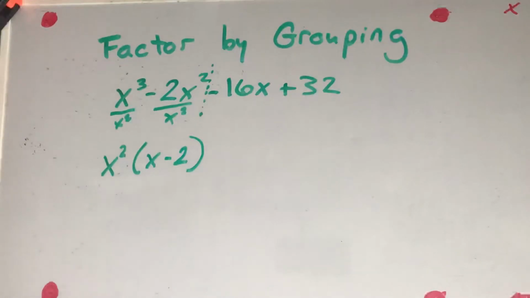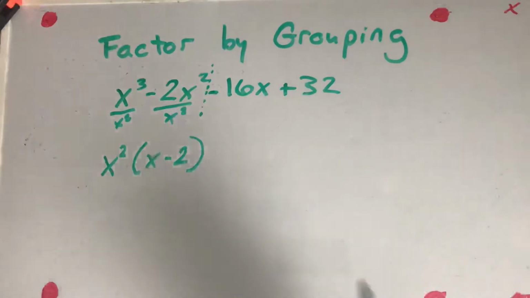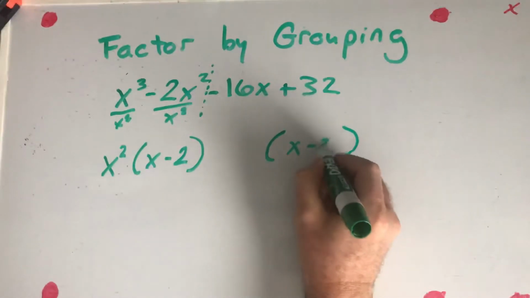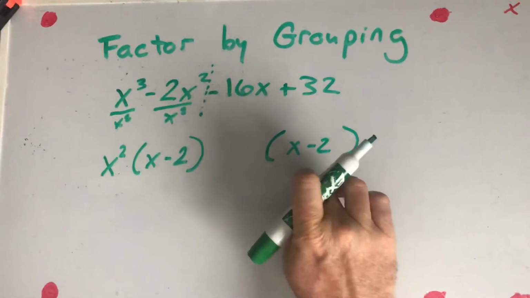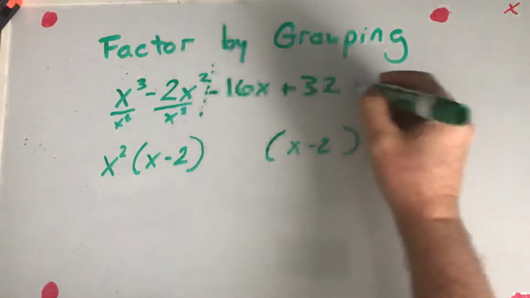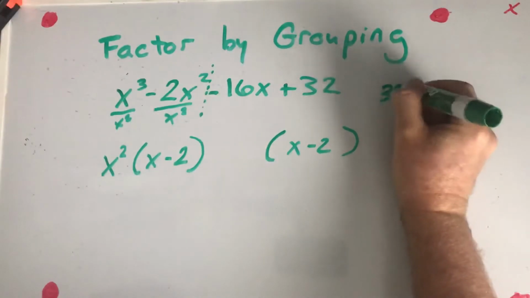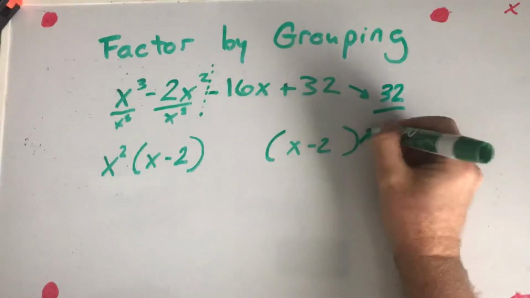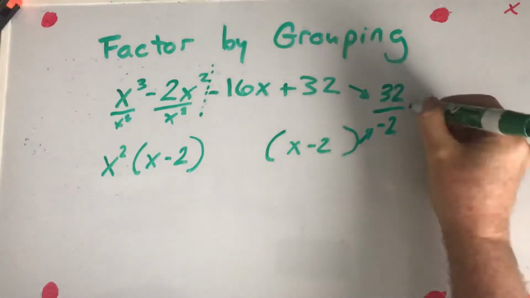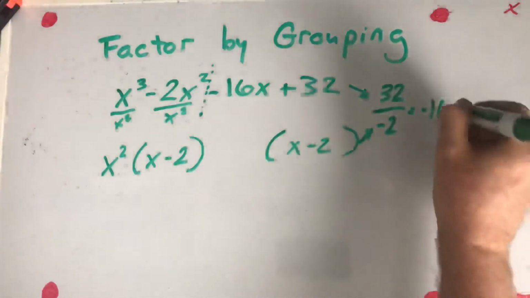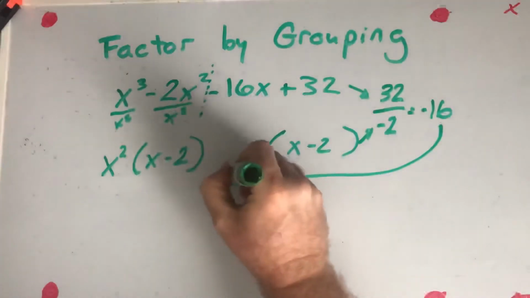Okay? So now I'm going to show you a little trick on how you get the other part. So we know that over here is going to be the same thing as this. If this is x minus 2, this is going to be x minus 2 as well. For these problems, we can just assume that. Next thing I'm going to do is take that positive 32 and divide it by this minus 2. Okay? And that equals negative 16. All right, so I could put that negative 16 right there.